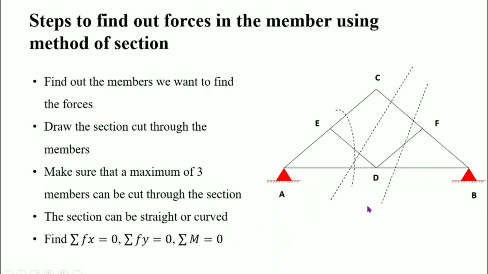Then we want to find sigma Fx is equal to 0, that is total horizontal force is equal to 0, and sigma Fy is equal to 0, that is total vertical force is equal to 0, and sigma M is equal to 0, that we can take appropriate moments is equal to 0 to find out the forces.